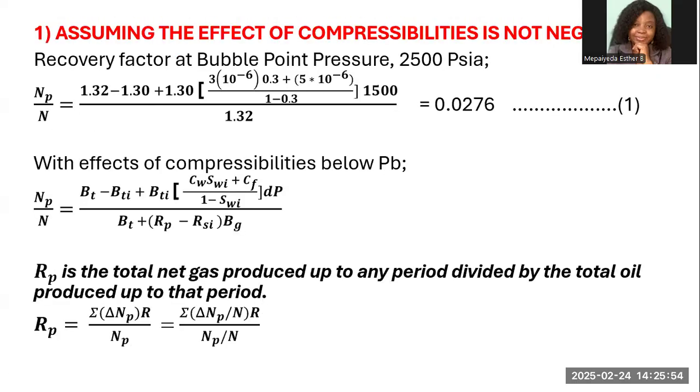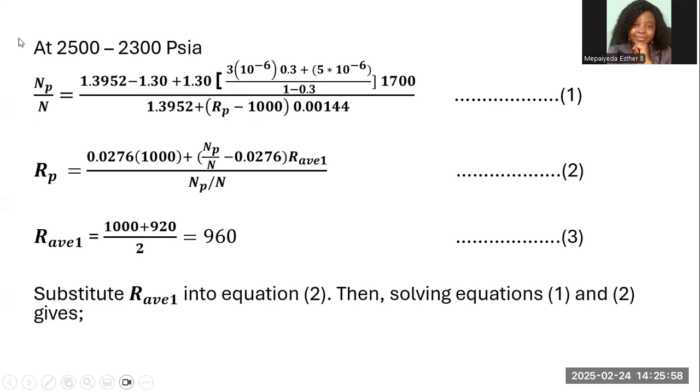Okay, so here is between 2500 and 2300. So we have our average, which is 1000 plus 920 divided by 2, that's 960. So you slot it in here, you slot this here, and then you slot the whole of this into this equation 1. I hope you understand that.